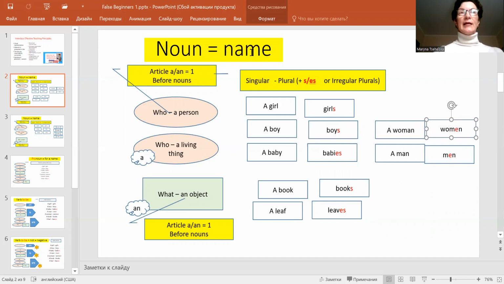So again, noun is name. It is a person, a living thing, or an object. Noun requires an article. Article a, if we have nouns in singular. One, a, or an. Nouns may be in singular and in plural. For plural, we need s or es, the ending or suffix, or we have irregular plurals like man, men, woman, women.